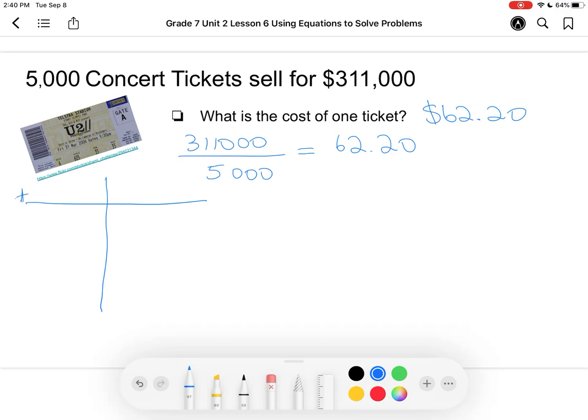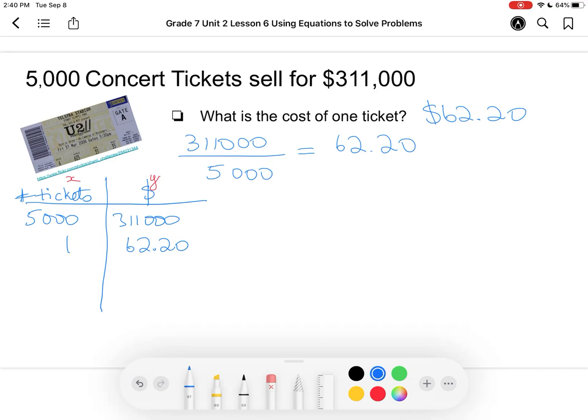Let me put it into a table to show you the number of tickets and the money made. They told us 5,000 tickets for $311,000, and we've just calculated one ticket for $62.20. So that's our constant of proportionality. And I'm going to assign variables to the tickets and the money. I'm going to say X for tickets and Y for money.